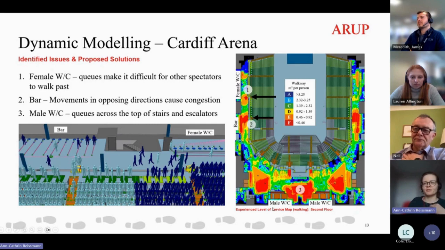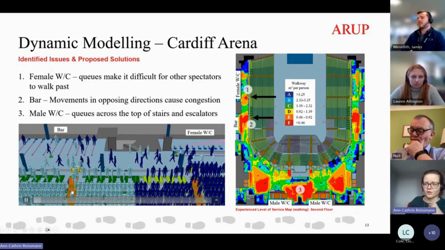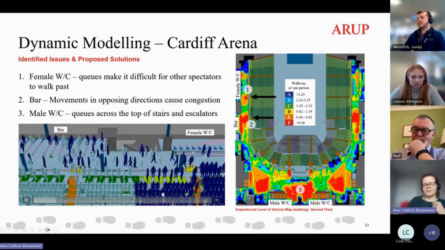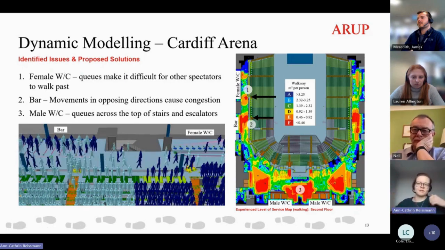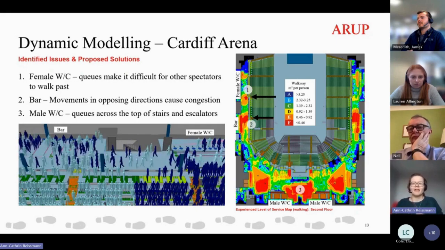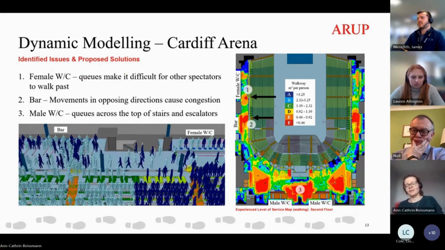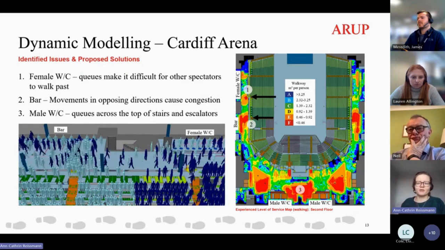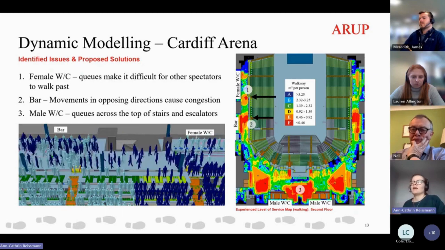I've pulled out a few examples. So for the female bathrooms and the bars, those were opposite of what we call the vomitories, so these stair exits. And as you can see, there's a lot of opposing movement, so people going up the stairs, down the stairs, getting some food, going to the bar, bathroom queues forming, and it starts congesting and is not ideal. And it's just not a fun experience and can actually be dangerous for people in the situation.